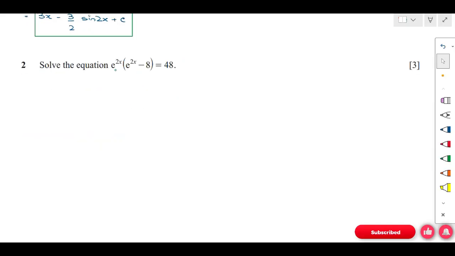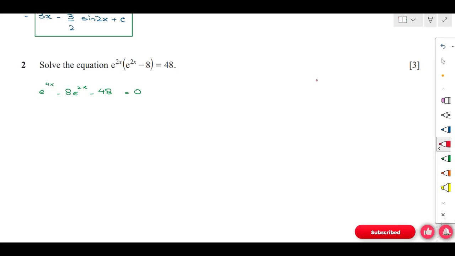Question number 2, solve the equation e to the power 2x times (e to the power 2x minus 8) equals 48. Let me distribute this e to the power 2x: multiplying with e to the power 2x, the bases are the same, so add the powers, 2x plus 2x becomes 4x. Minus 8 is multiplying with e to the power 2x, and shift the 48 to the other side, minus 48 equals 0. Now this looks like a quadratic equation in e to the power 2x. You can do a factorization or you can apply the quadratic formula. This is up to you.